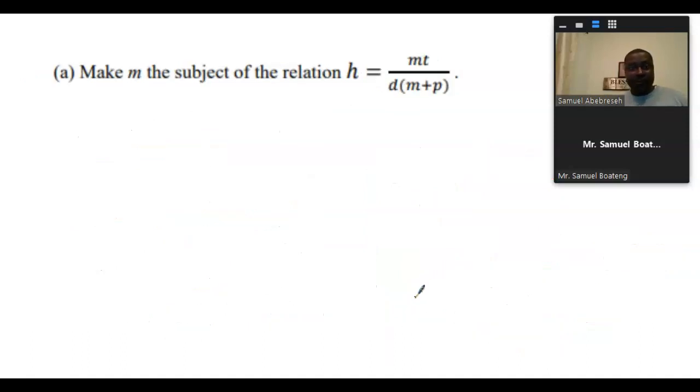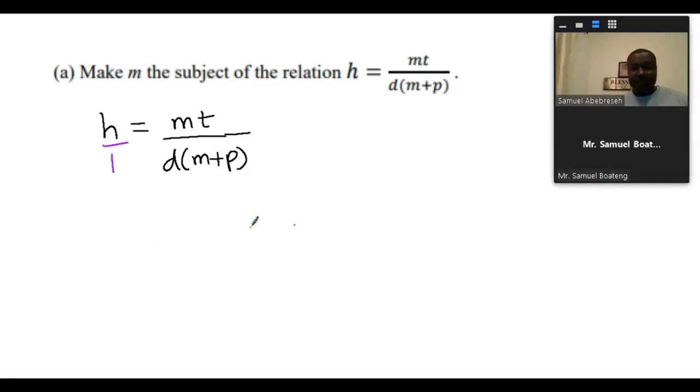Okay, we have another question. Make M the subject of the relation T equal to MT over D, bracket open, M plus P, bracket close. With this, we can quickly do cross multiplication. This on the left-hand side is over 1. Okay, so let's cross multiply. You cross your hands like this.